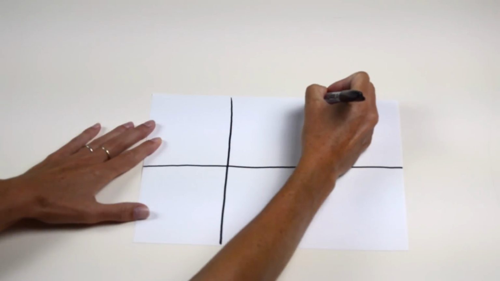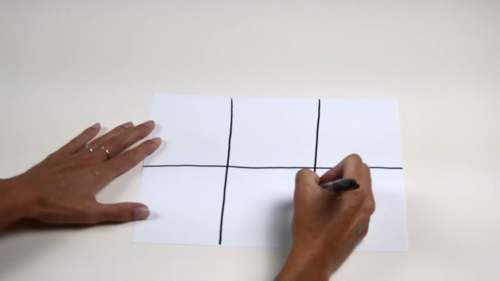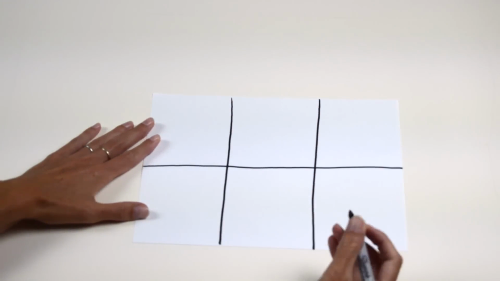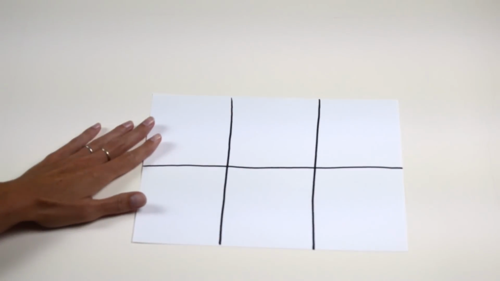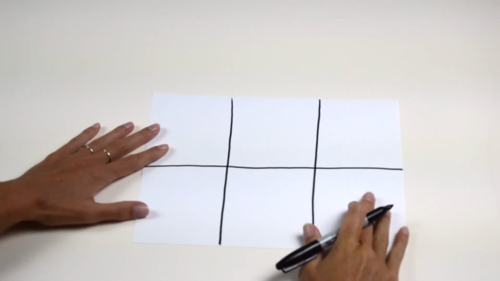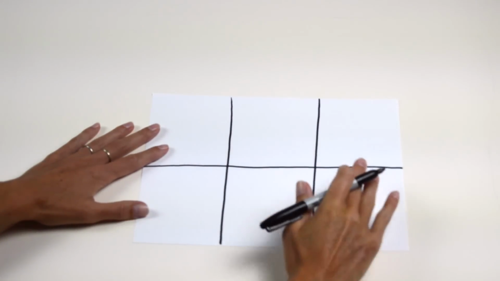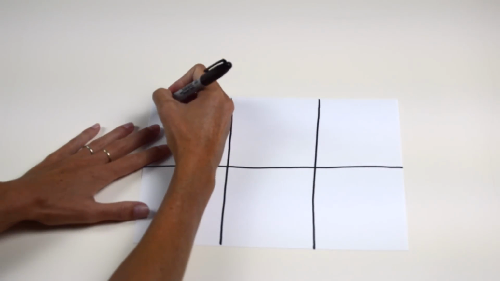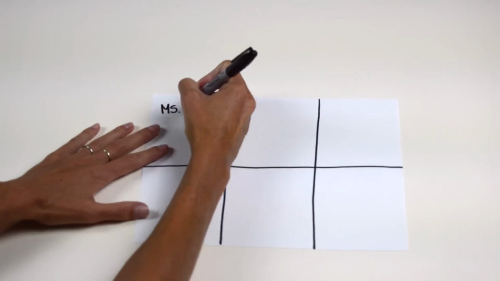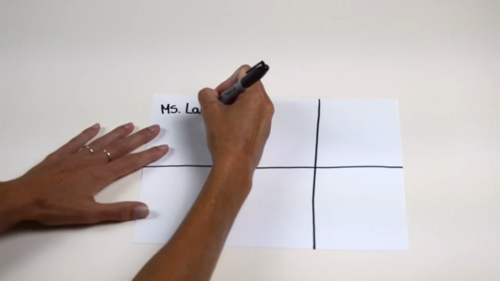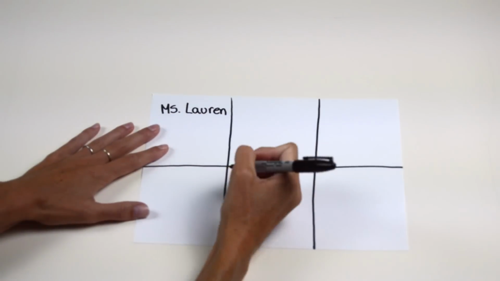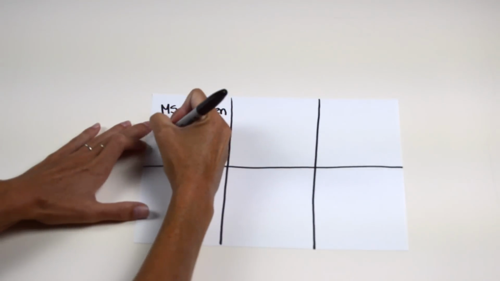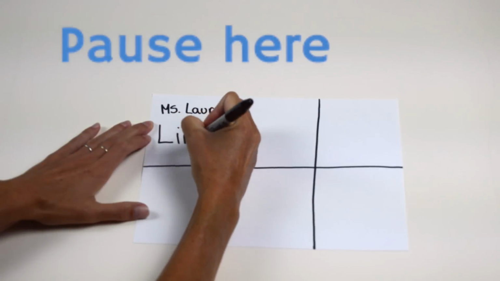And in these 6 boxes, we're going to practice some of the lines that will make up the caterpillar that we are going to make at the end. So in one box, the upper left-hand corner, you're going to write your name. And we're going to write what we're learning about, which is lines.